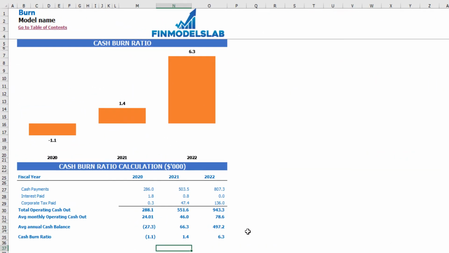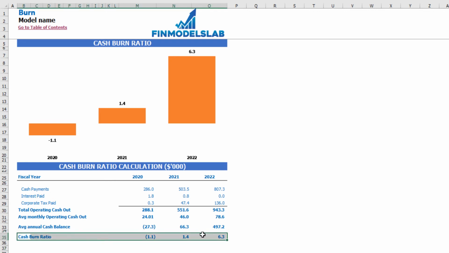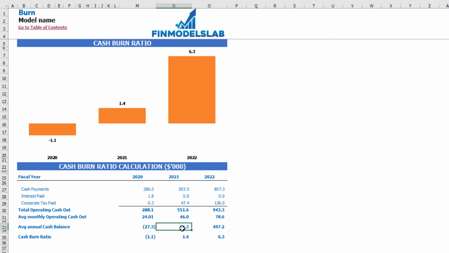On the burn tab, you may see the chart and calculation of your cash burn ratio, which is based on total operating cash out and average annual cash balance.